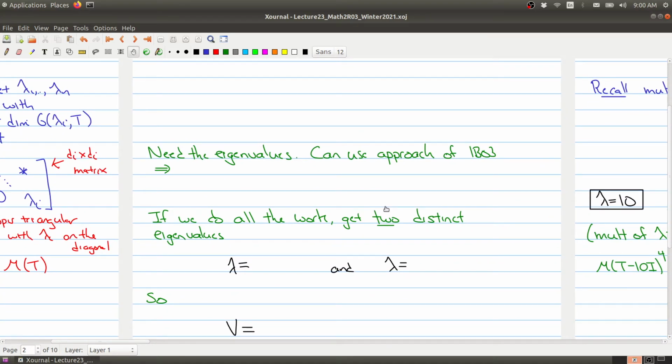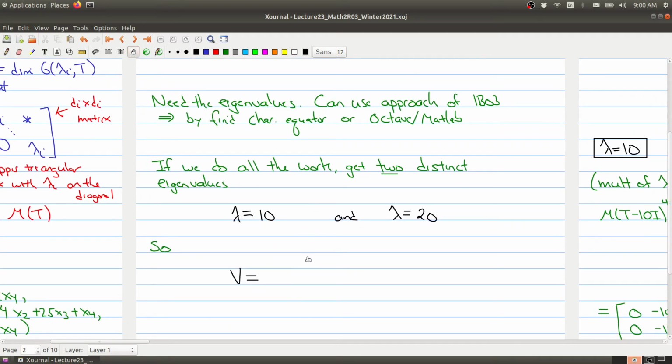We need the eigenvalues, so you can use the approach of Math 1B03, finding the characteristic equation, or you could do what I did and use Octave or MATLAB. I've cooked things up in this example so that there are two distinct eigenvalues. The two distinct eigenvalues are lambda equals 10 and lambda equals 20.